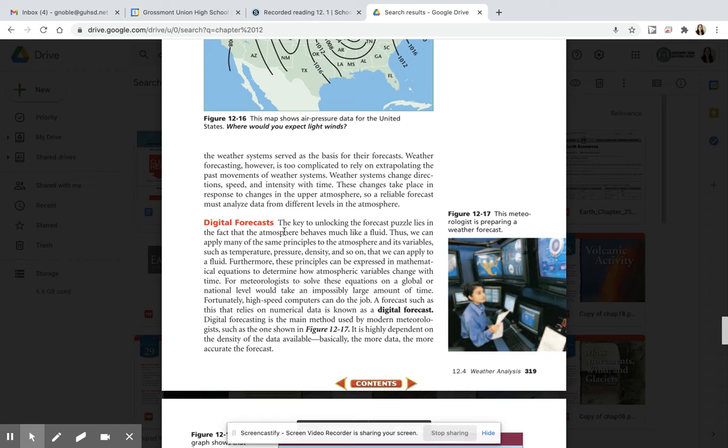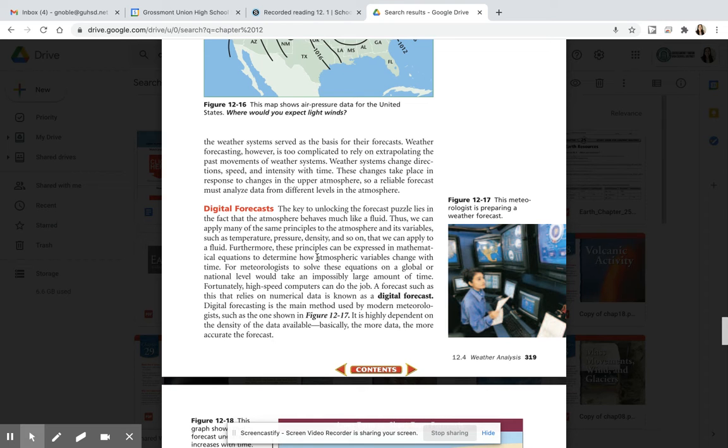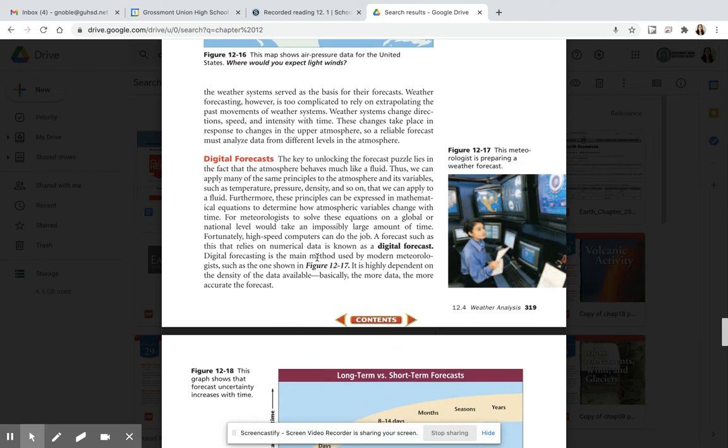Weather systems change direction, speed, and intensity with time. These changes take place in response to changes in the upper atmosphere, so a reliable forecast must analyze data from different levels in the atmosphere.